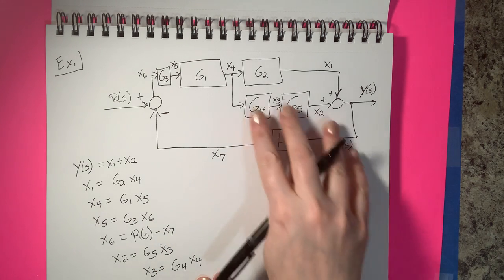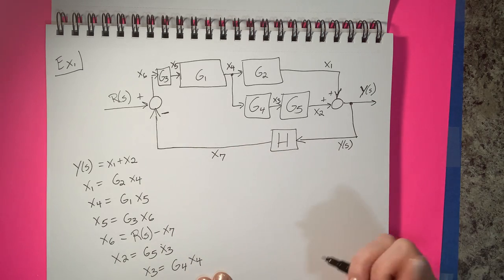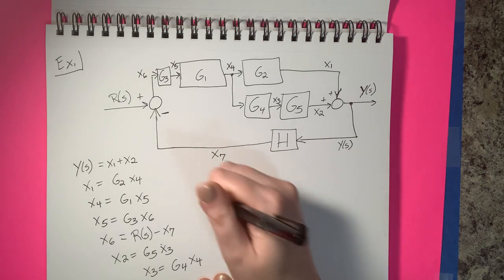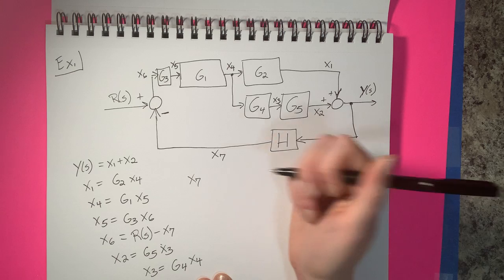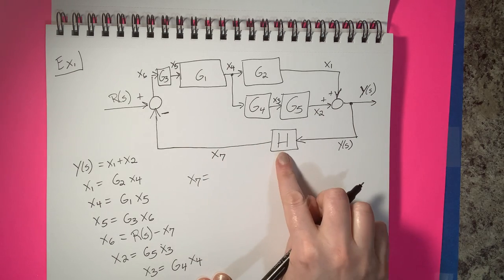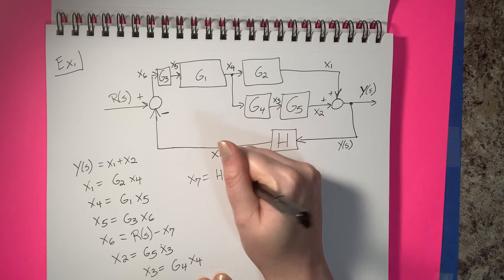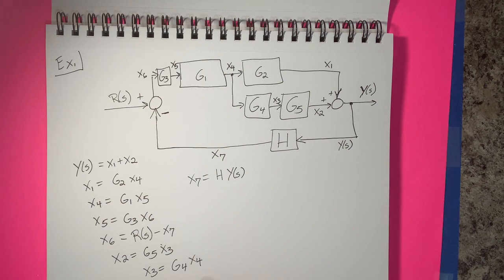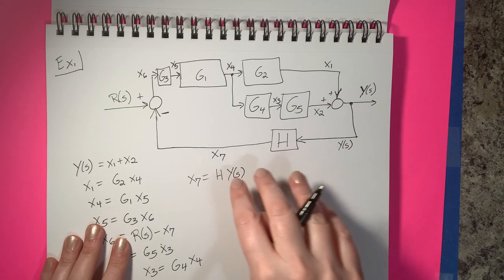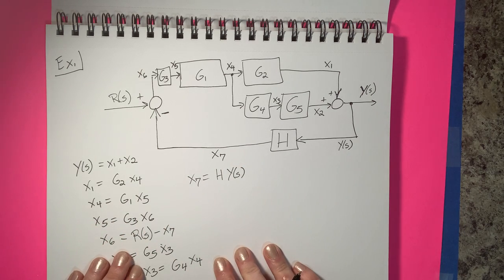Okay. All right, so we have this last line right here. Now X7 should be our last equation. X7 is the output of this H block, which operates on our output of the system, y of s. All right, that's plenty of equations. So now the next step would be to go ahead and combine all of these.